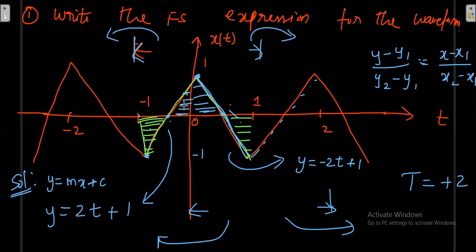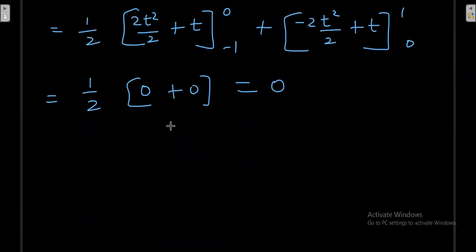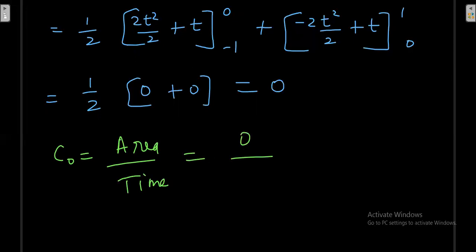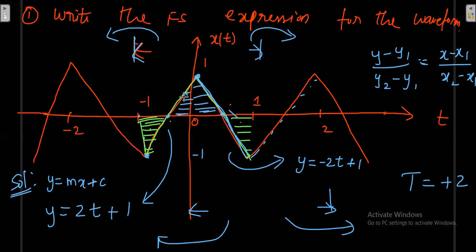Both blue areas are positive areas. Whatever positive area you get, the same negative area you will also get. So once you add both positive and negative area, definitely the answer is 0, because C naught we can also find out with the help of area divided by time period. Now the area is 0, so even if there is some time period, the answer is 0. Again, the average value is 0. So even though this signal is an even signal, we are getting area as 0.